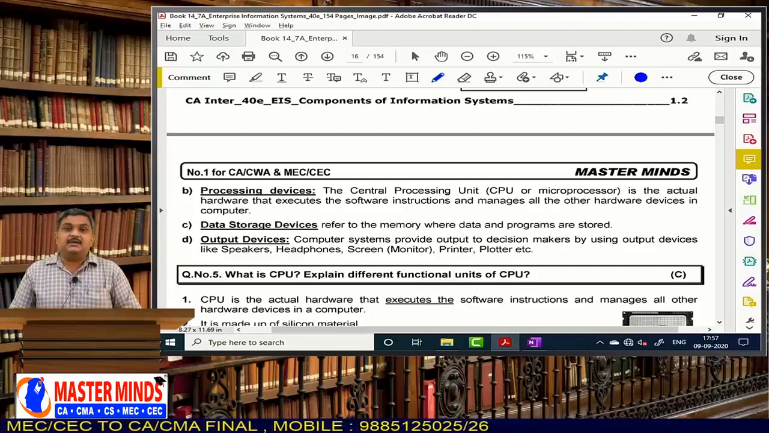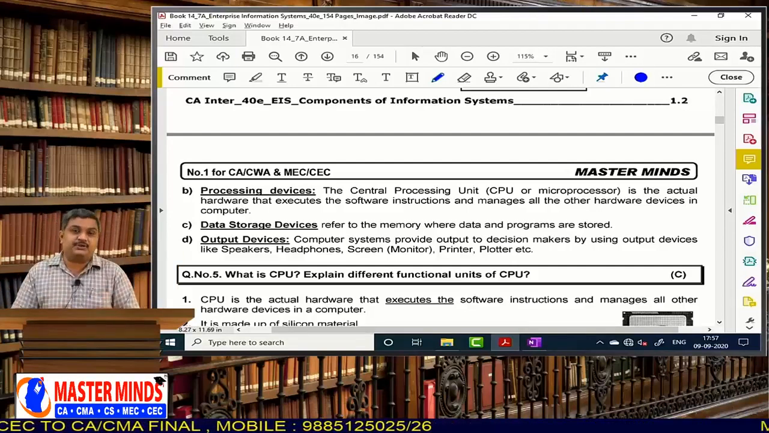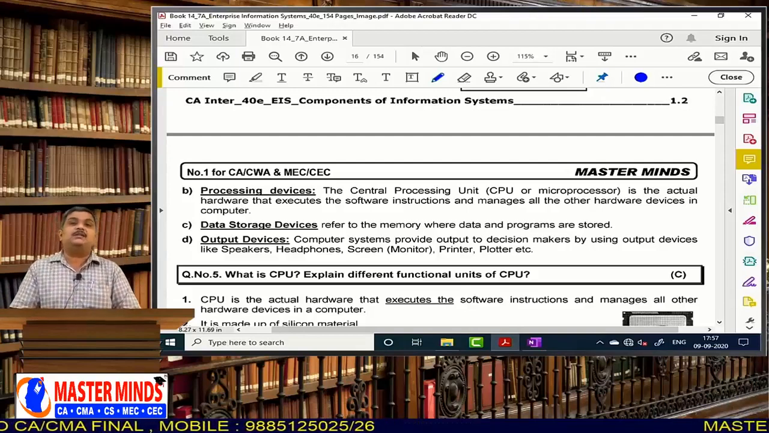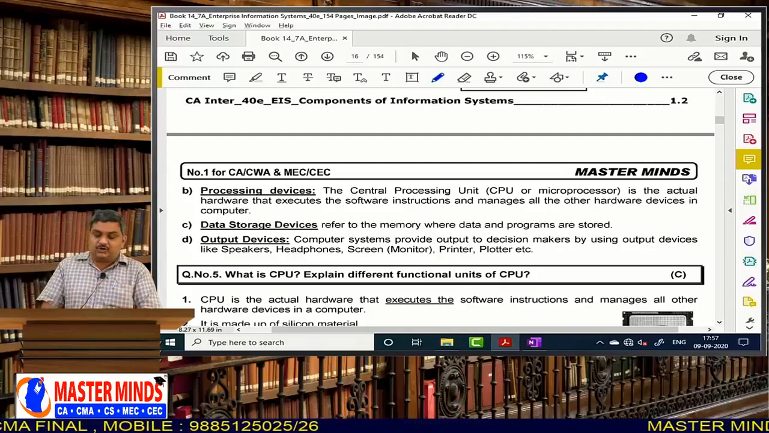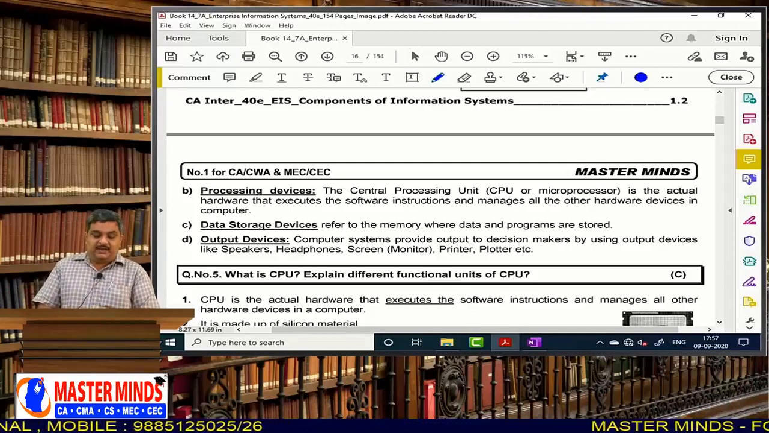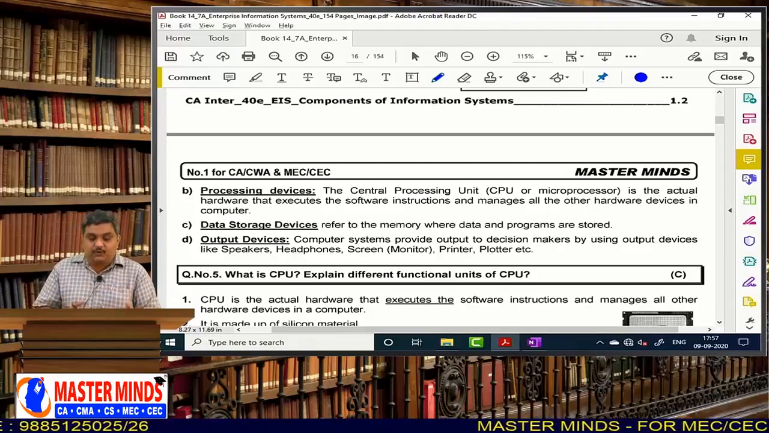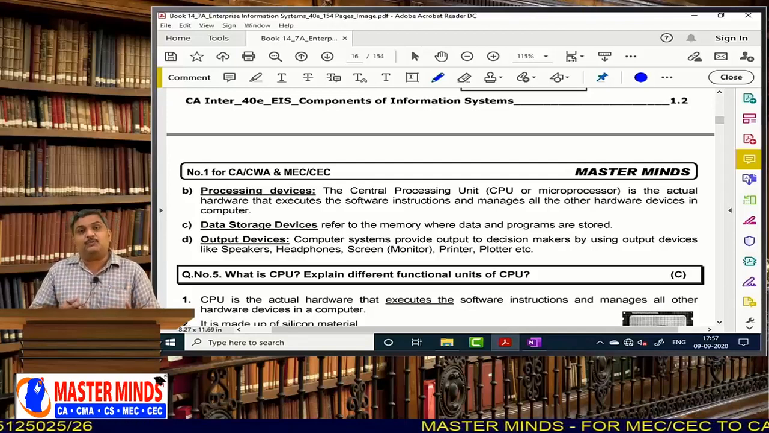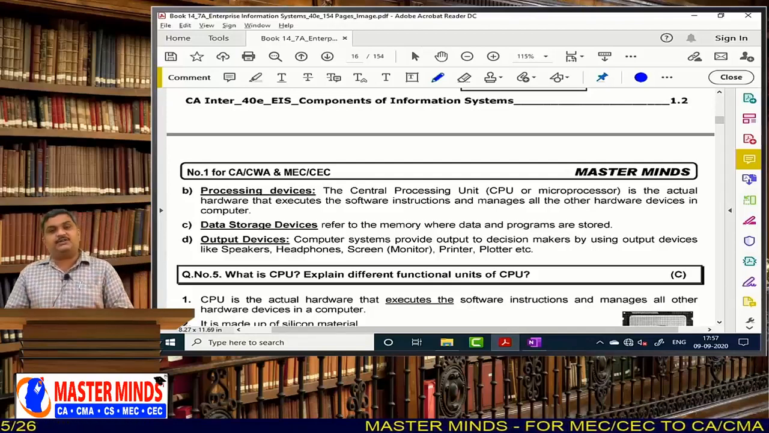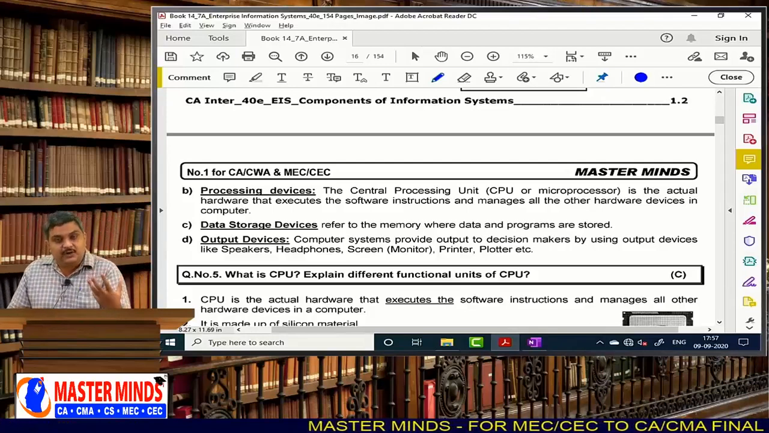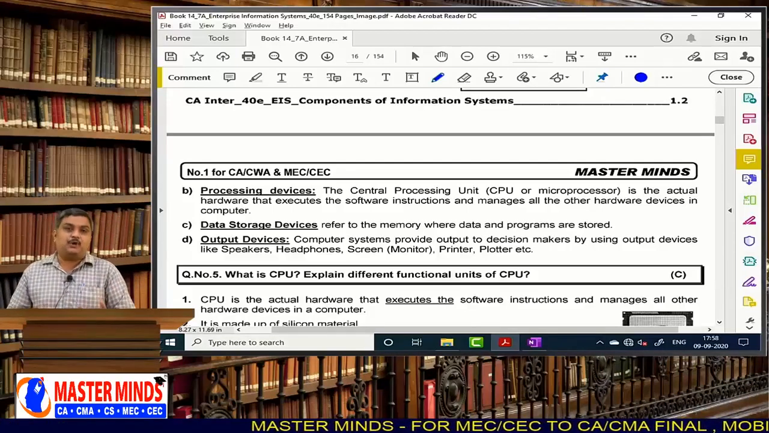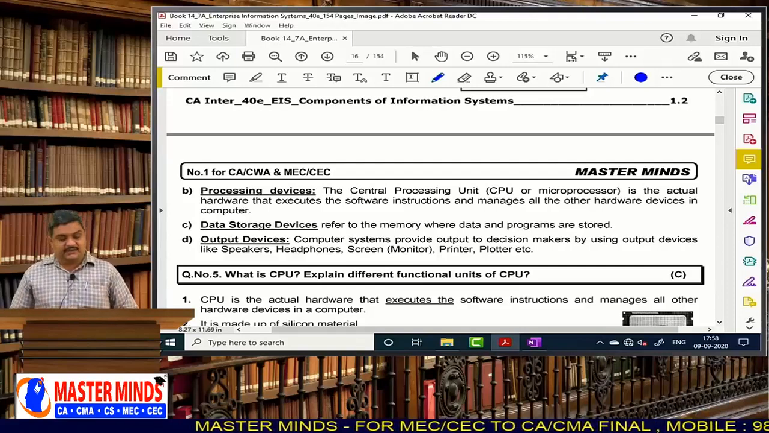That means the user has to see the output. For that, the user requires some output devices also. What are those output devices? If it is an audio output, it may be a speaker or a headphone, or if it is a visual output, you need some screen monitor. If you want hard copy, you have to use the printer and plotters. These are all output devices.